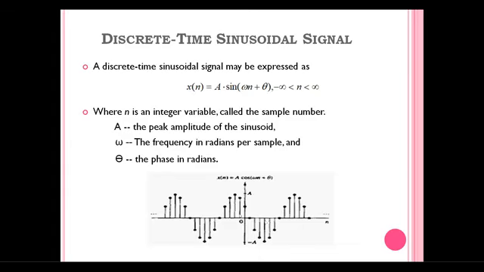Also, you see the graph of the discrete time signal. What is discrete time? The signal has amplitude only at particular instants of time. In the remaining instants, the signal has no amplitude. But you see the shape of the signal: the shape of the signal is the envelope.